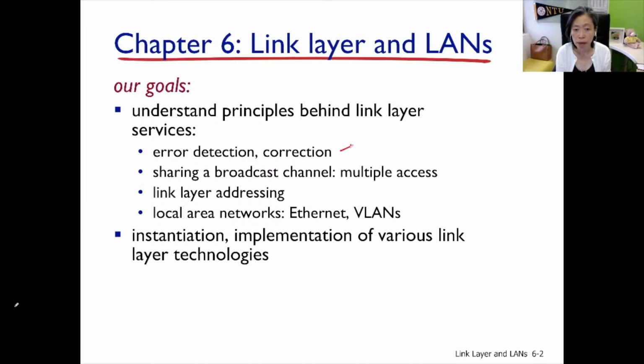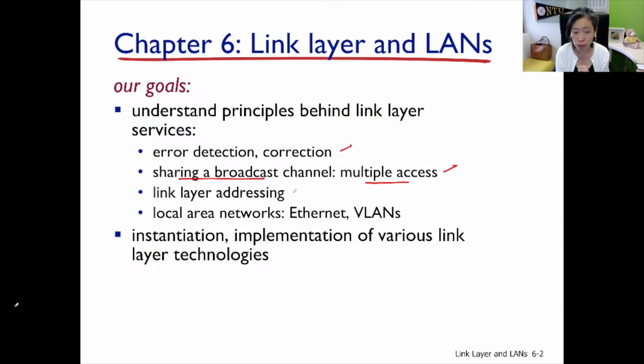The first is how error detection and correction is done at the link layer, and how we do multiple access control. These are called the MAC protocols. So this is about multiple hosts or routers accessing a shared broadcast channel, a broadcast link. In such a situation, when these hosts send data at the same time, the data might collide with each other, and we end up having useless data. So one needs to be careful about multiple hosts accessing a shared broadcast channel.